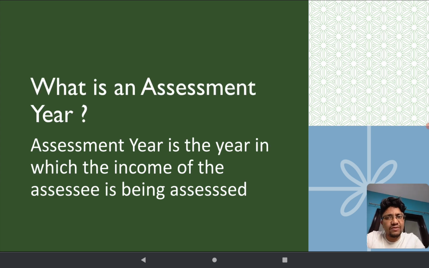First we'll start with the assessment year. So what is an assessment year? Assessment year is the year in which the income of the assessee is being assessed. Simple. The year in which your income is being assessed is your assessment year. So for example, your income is being assessed in this particular year, so this is your assessment year.